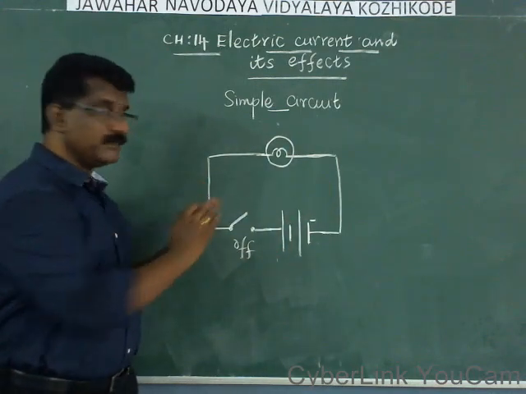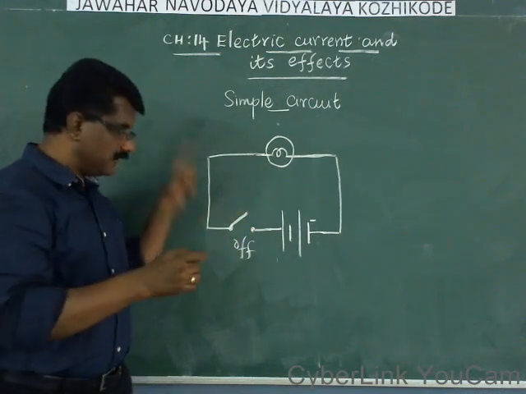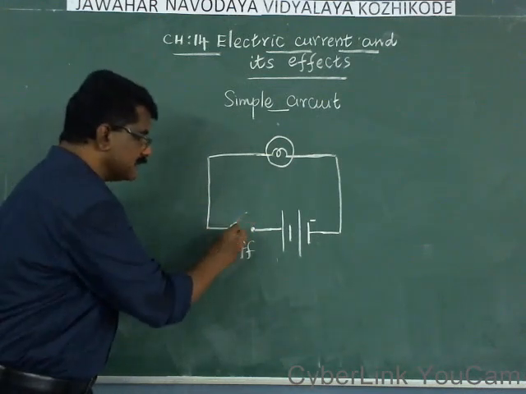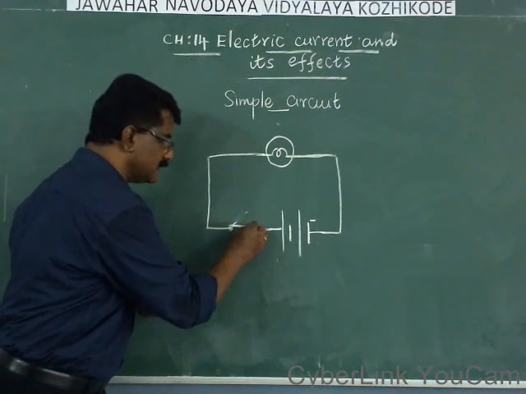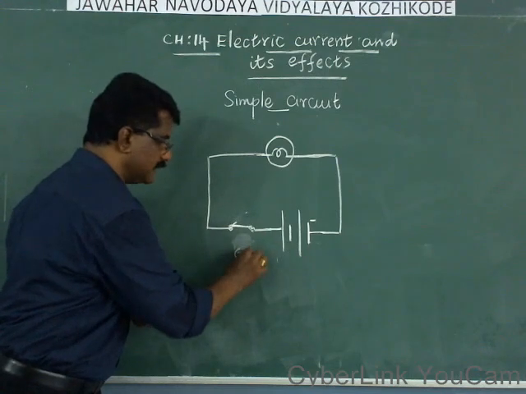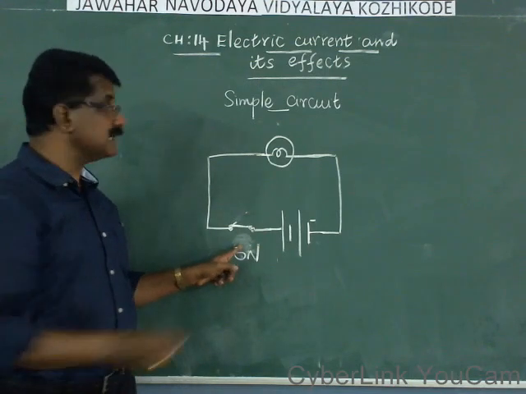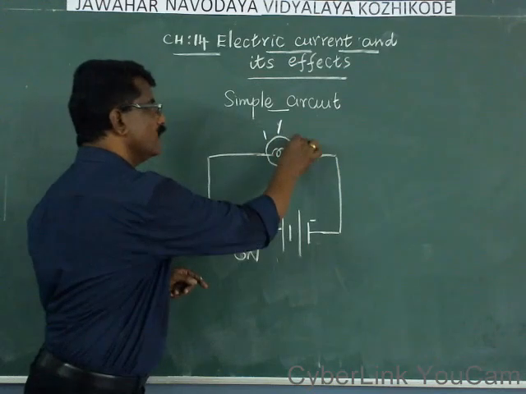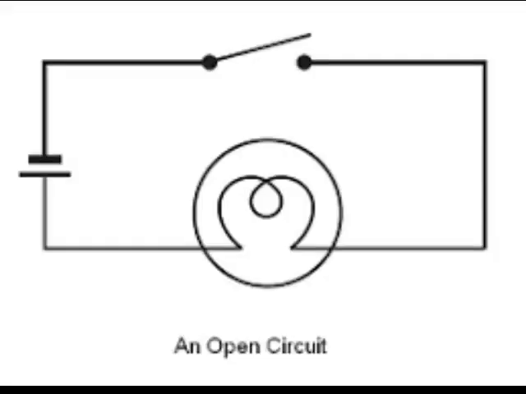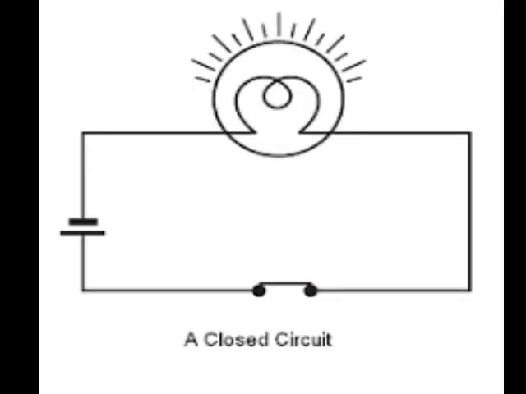The same thing will be in switch on position. See, if you switch on, what happens? These edges will touch. Now this is in on position, so the bulb will glow. See, this is the circuit with switch off position. Okay. And this is the one with switch on position.